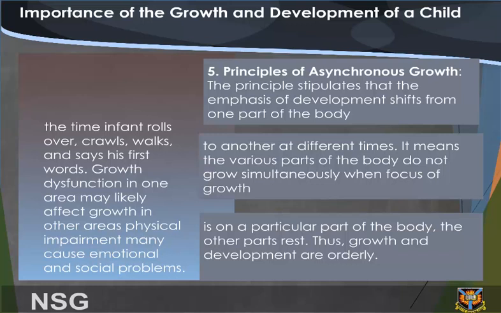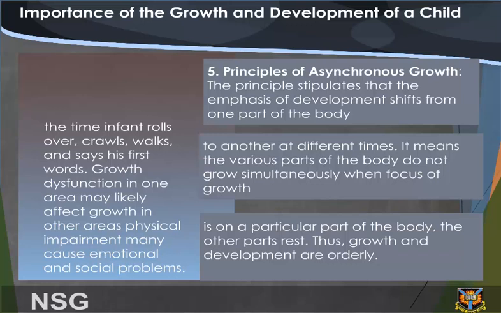5. Principle of asynchronous growth. The principle stipulates that the emphasis of development shifts from one part of the body to another at different times. It means the various parts of the body do not grow simultaneously.